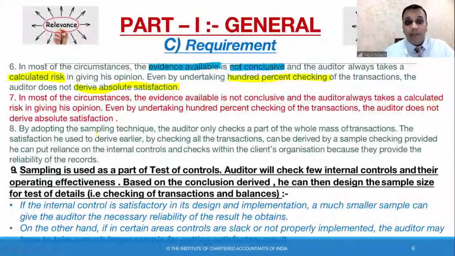By adopting the sampling technique, the auditor only checks a part of the whole mass of the transactions. The satisfaction he used to derive earlier by checking all the transactions can be derived by sample checking, provided he can put reliance on the internal controls. Again, we'll read further what design, what quantum of sample, how many samples he needs to take out of the population to apply his audit procedures certainly depends upon the reliance he can place on the internal controls.